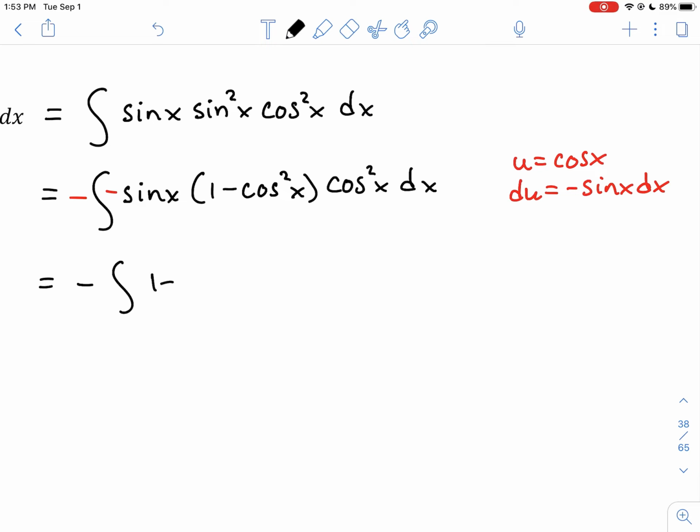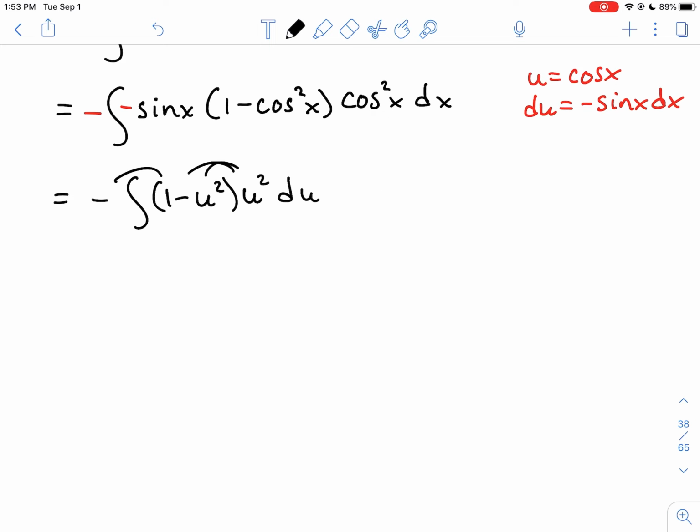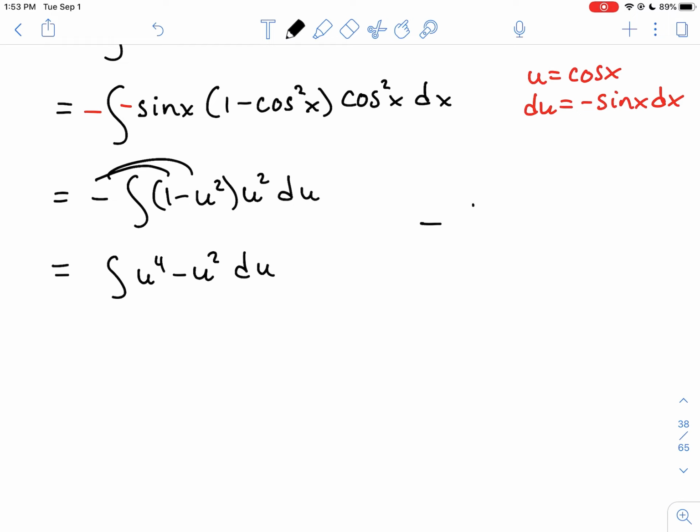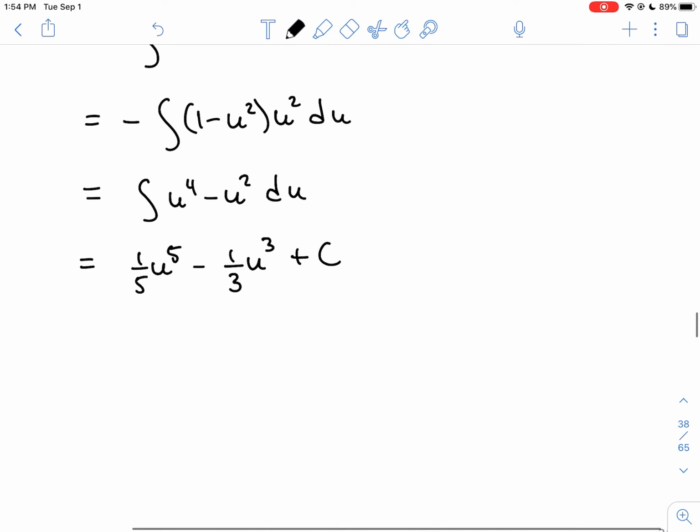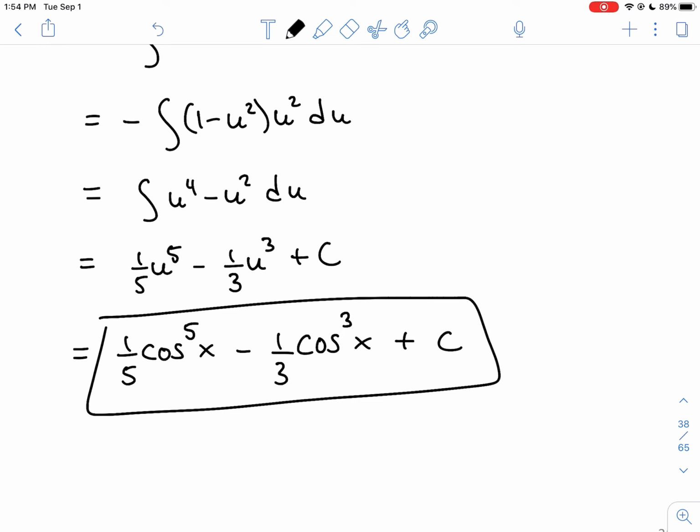So we have a negative integral of 1 minus u squared times another u squared, right? That cosine squared becomes a u squared. And then we have the du. I'm going to distribute the u squared and distribute the negative together at the same time. So this winds up being an integral of u to the 4th minus u squared du. Distributing a negative across there allowed me to switch the subtraction. It really winds up just being b minus a. So then this gives us 1/5 u to the 5th as an antiderivative, minus 1/3 u to the 3rd, plus c. And the final step is the back substitution to go back to cosines. And we are done with this one.